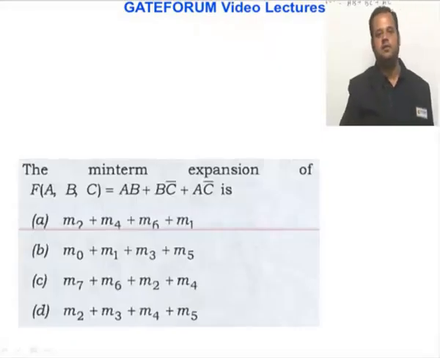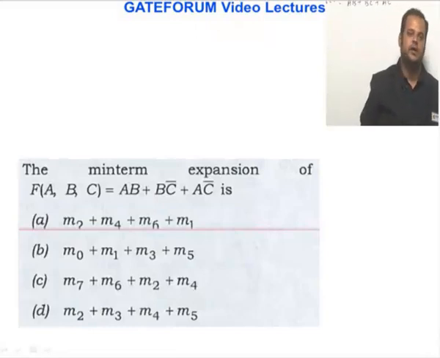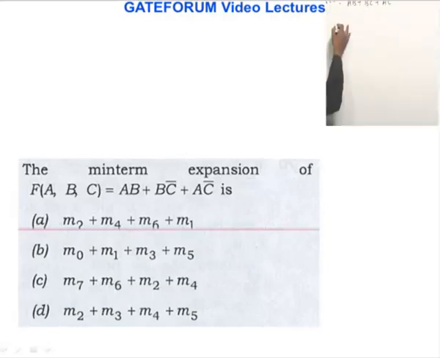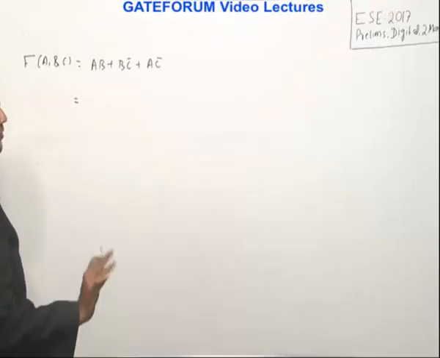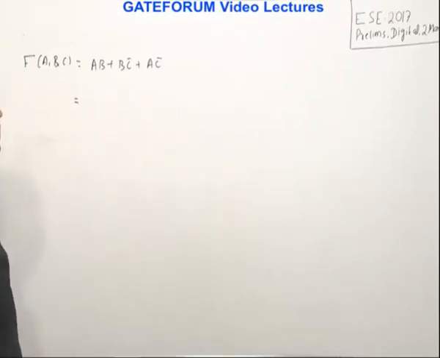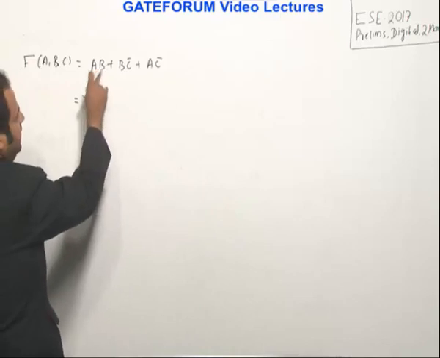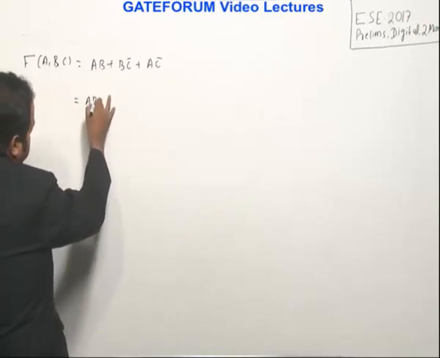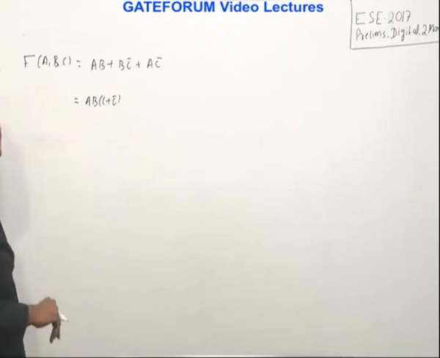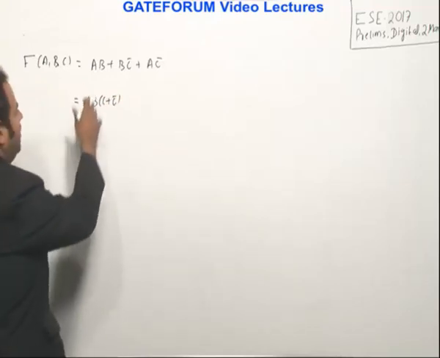The min term expansion of AB plus BC bar plus AC bar is which of the following 4? Okay. To get the min terms, there are many ways. One of the approaches is K-map methods, or you can expand it. In this, the C variable is missing, right? So here, AB, I multiply by C plus C bar, because it is 1. If I do AND with AB, the value will not change.